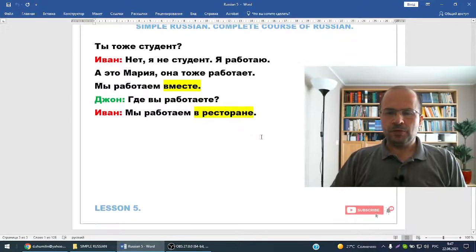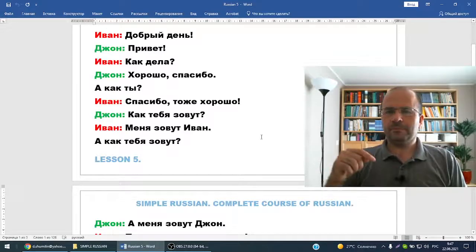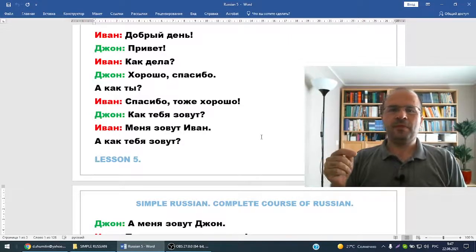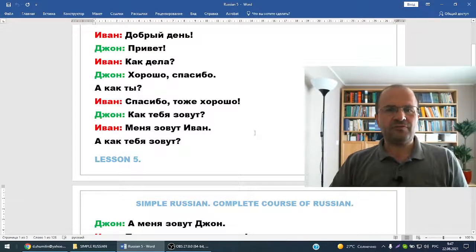Good. So you can rewind and then listen and read again. But now we will translate this dialogue. You translate yourself and then you check if you've translated correctly.